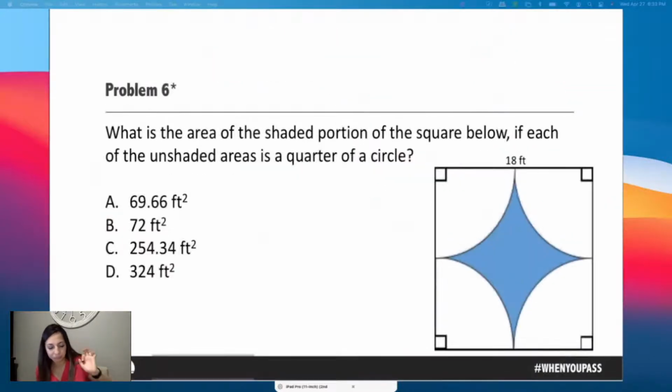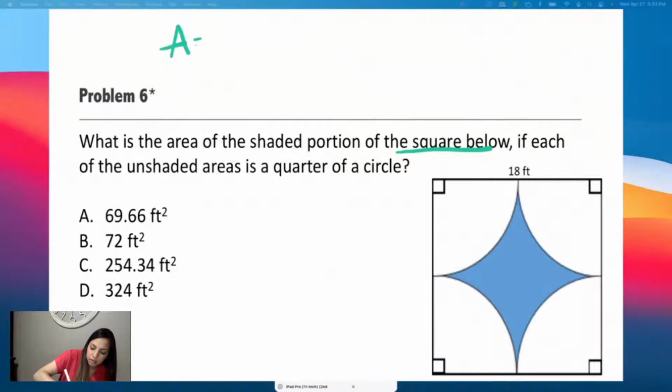All righty. What is the area of the shaded portion of the square below if each of the unshaded areas is a quarter of a circle? This is an interesting question. So it combines our knowledge of area of a circle and area of a square. I want you to think about this. If this is a square, we know we're doing area equals length times width.